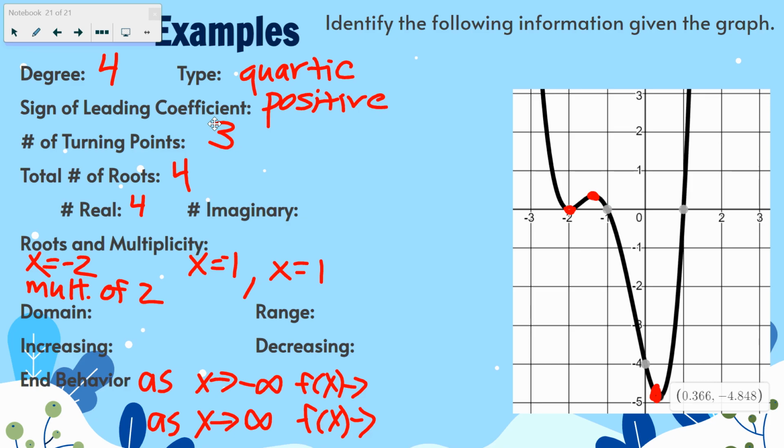What's our domain here? What do you guys see? What's the domain of our function?